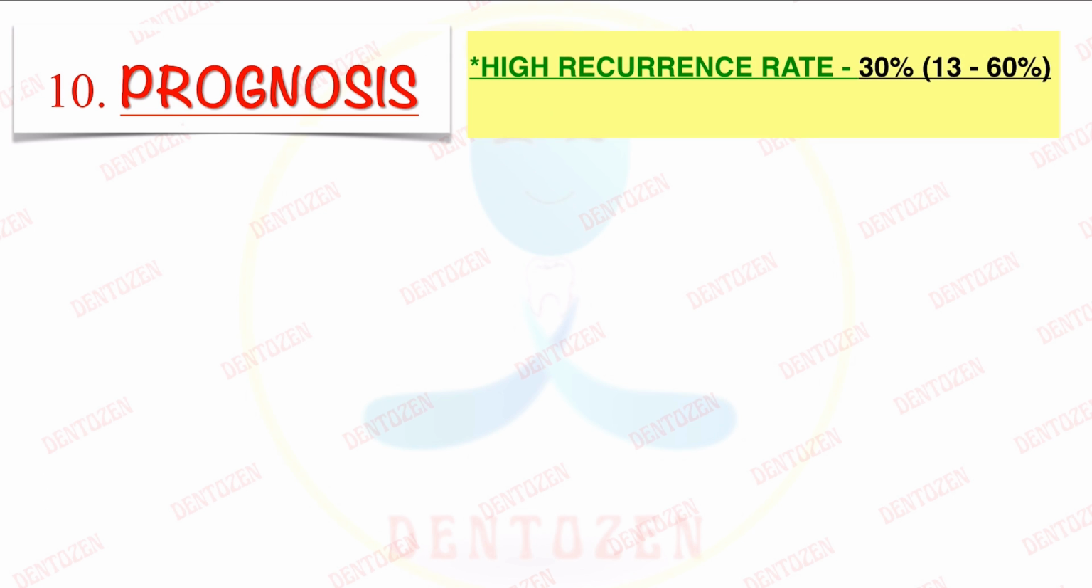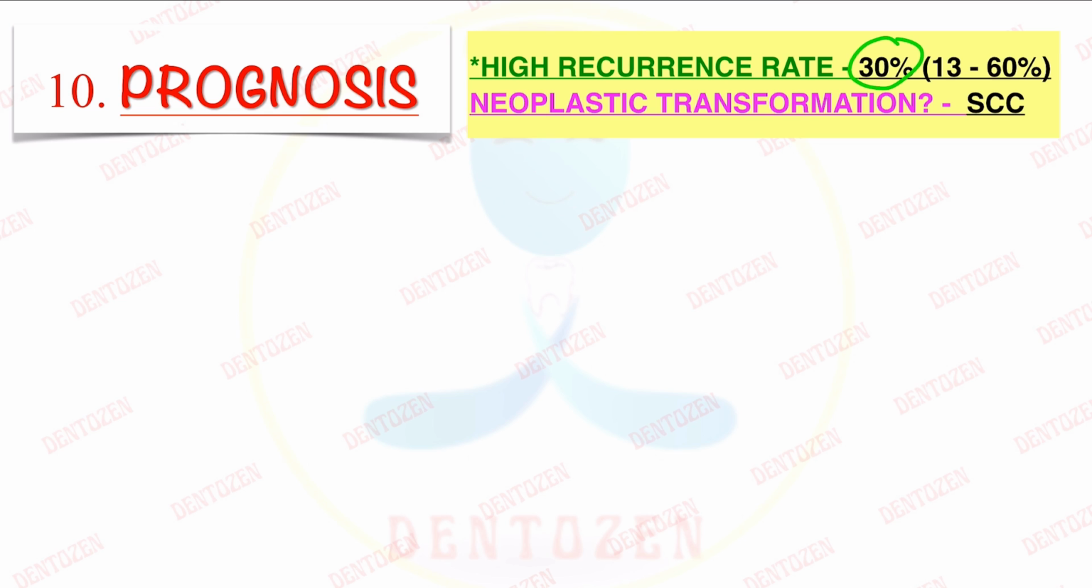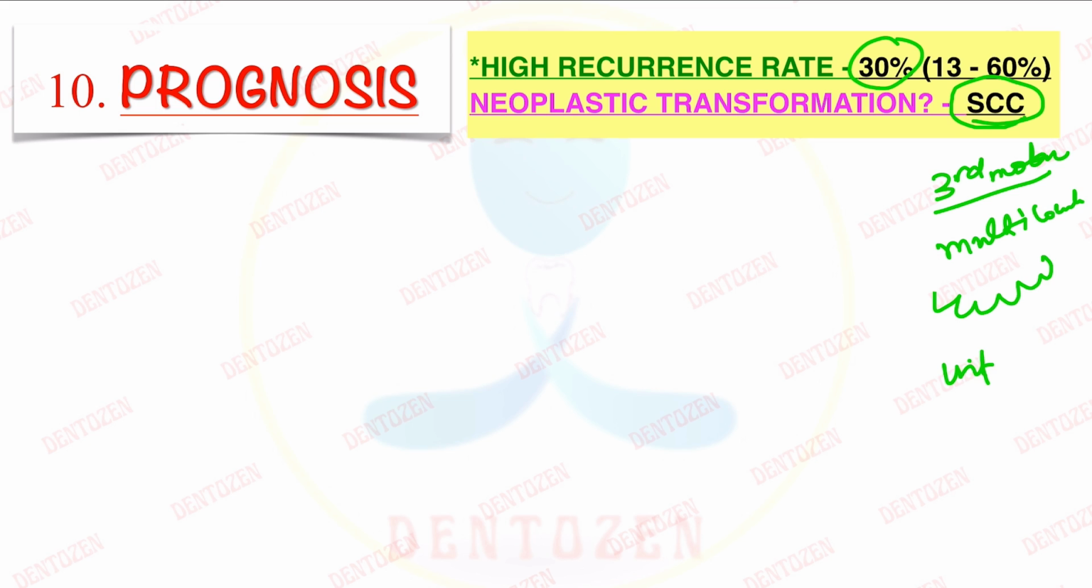Now it has a high recurrence rate, 30%, that is your viva question, and it has chances of neoplastic transformation into squamous cell carcinoma. Recurrences are more commonly seen in cases in the third molar ramus region, cases with multilocular appearance on radiograph, cases with scalloped margins on radiograph, cases which got infected, and cases with nevoid basal cell carcinoma syndrome. In all these cases, chances of recurrence are high.